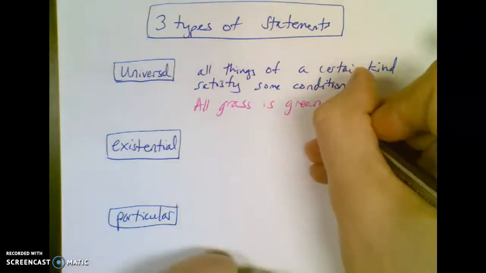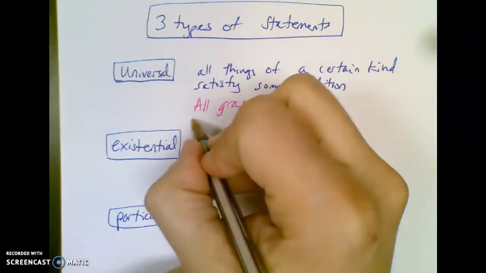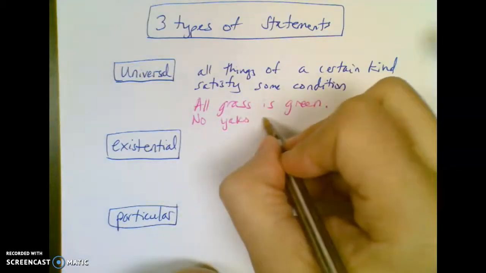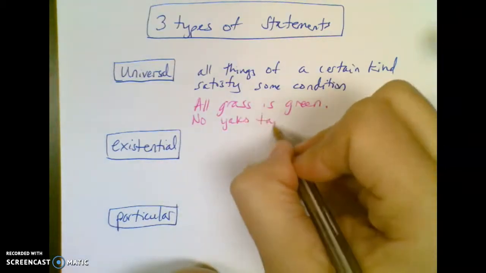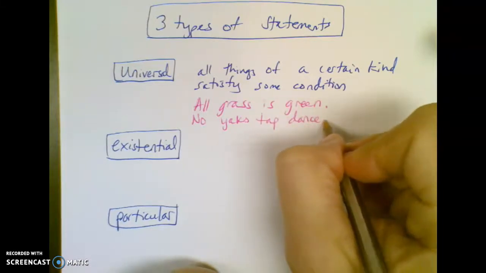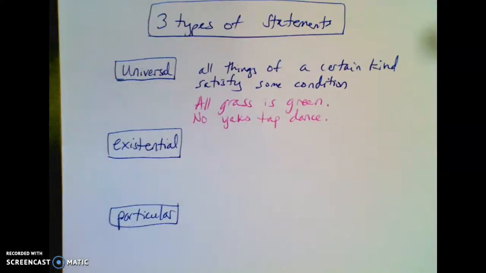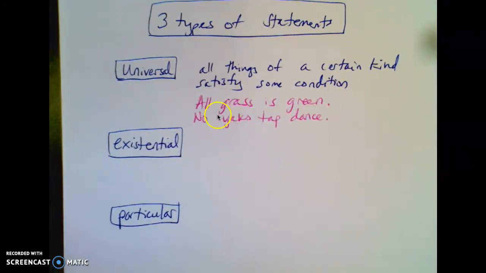Or no yaks tap dance. Probably is false, because I would love to see a yak tap dance. But you're saying something about everything. Even though it says no, you're saying basically all yaks do not tap dance when you say no yaks tap dance. So you're making a statement about everything, right? It's called a universal statement because you're kind of including every item in that certain type.